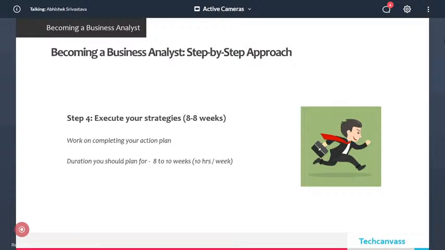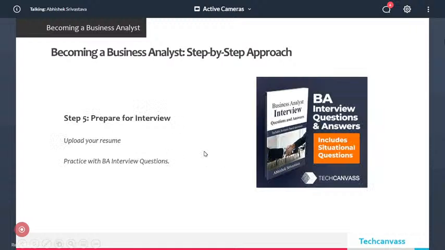So you can also do certification by doing a little bit more. So in 8 to 10 weeks, you can do certification plus the skills. Once you have acquired the skills and shortlisted your resume, then you start working in parallel on preparing for the interviews.